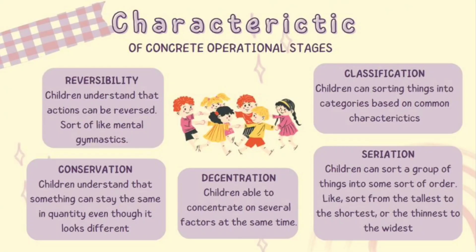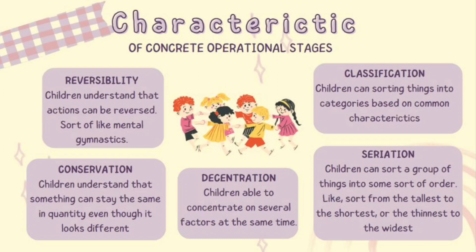Now I'm going to explain the characteristics of the concrete operational stage. The first one is classification. Children can sort things into categories based on common characteristics. For example, your child may already group flowers and animals into two separate categories. At this age, they can go one step further. They understand that there are subclasses within a group, like yellow and red flowers, or animals that fly and animals that swim.